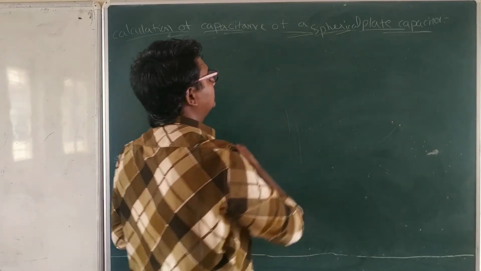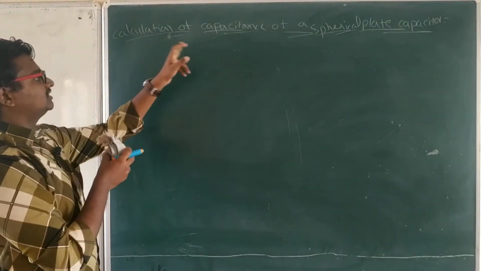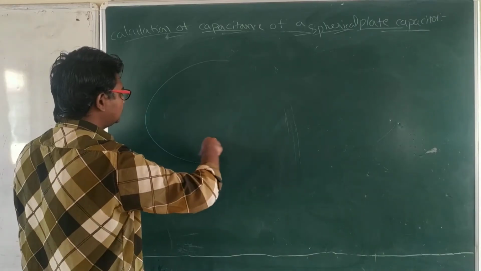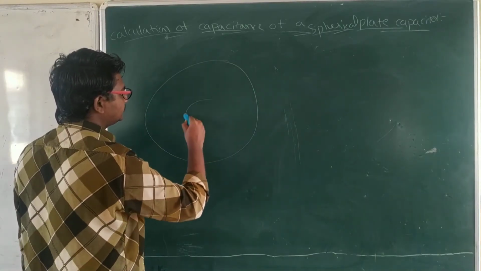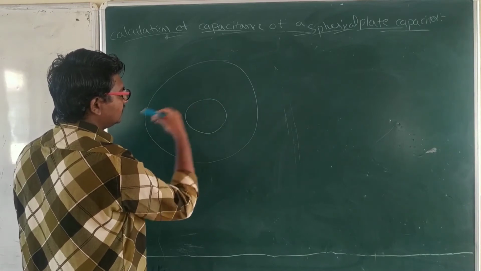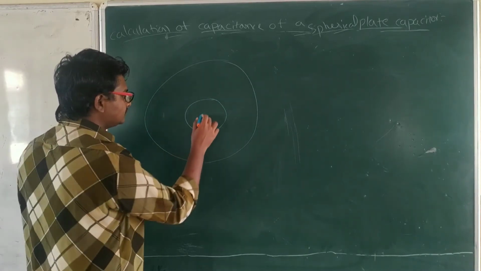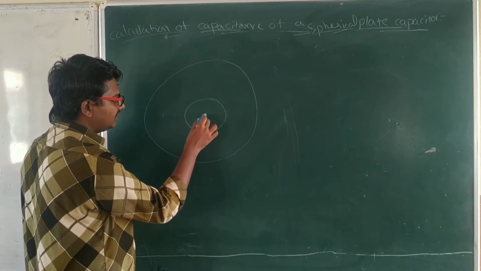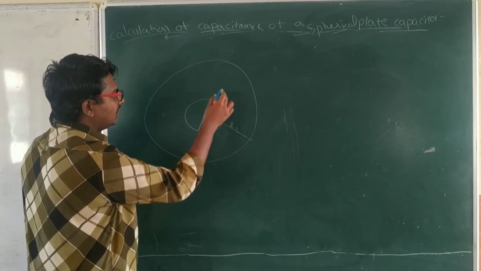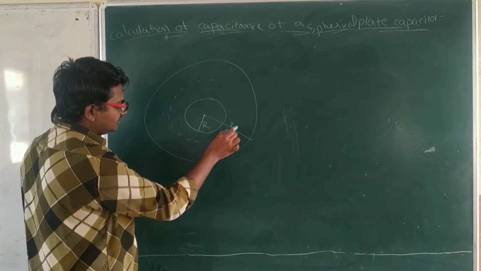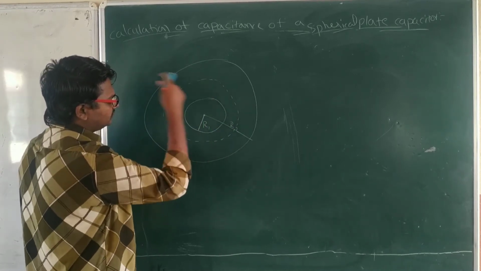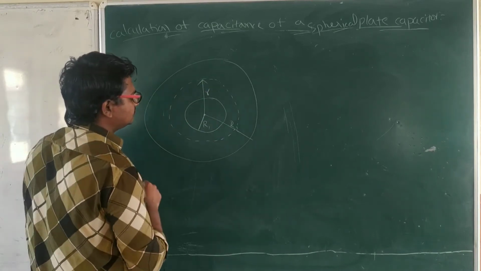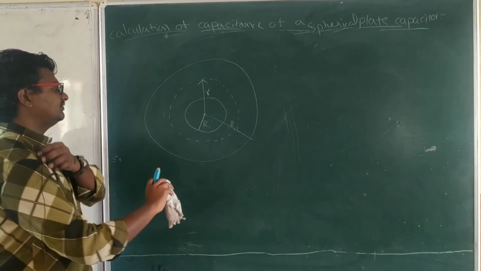Spherical. Let's discuss the calculation of capacitance of a spherical capacitor. Let's consider a spherical surface like this and another concentric spherical surface inside, and now the radii are r1 and r2, and let's consider another Gaussian surface whose radius is small r. This is the thing we have considered now.